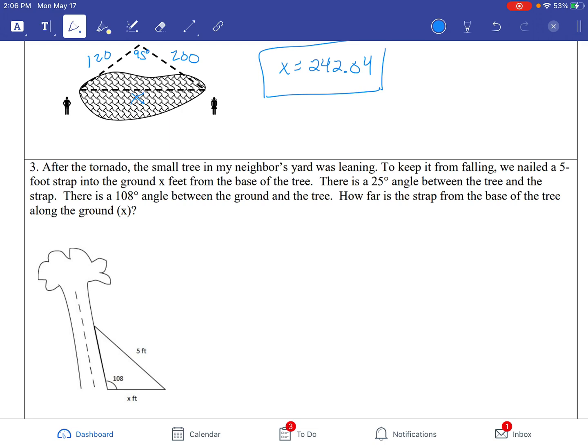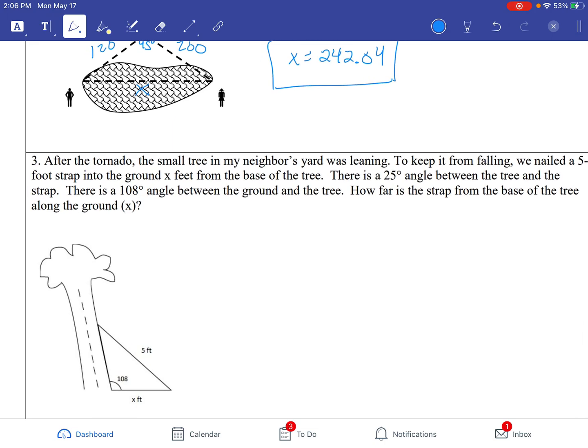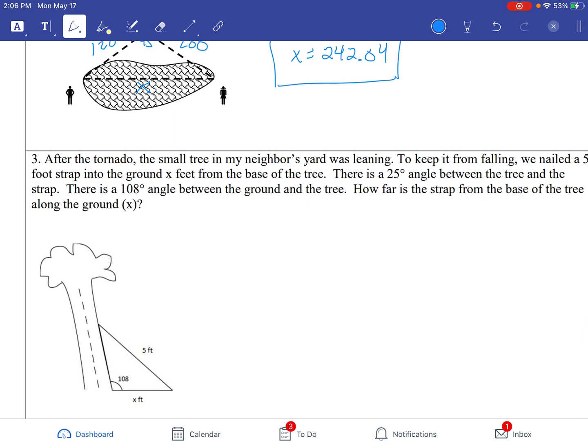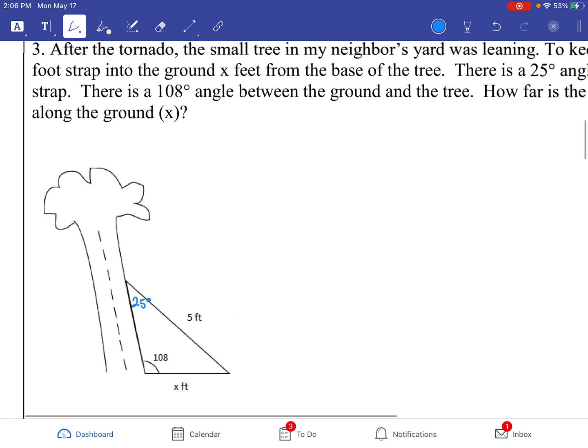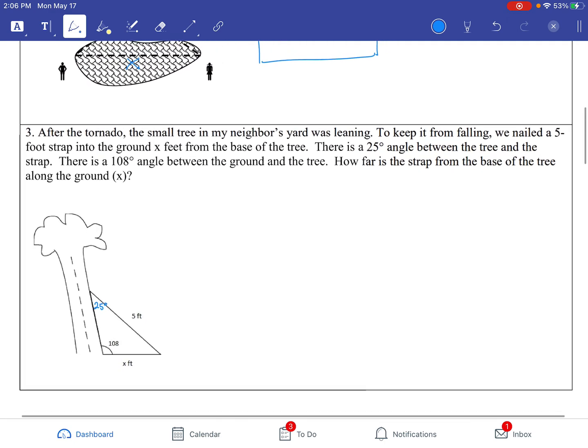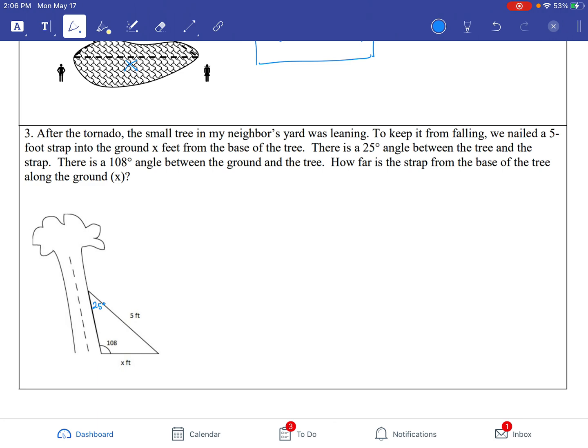Okay. So this already has the stuff listed for us. There's a couple things that we could do. The 5-foot strap is located here. X, we want to know how far the strap is from the base of the tree. There's a 25-degree angle between the tree and the strap. So right here between the tree and the strap is 25 degrees. Okay. How far is the strap from the base of the tree?